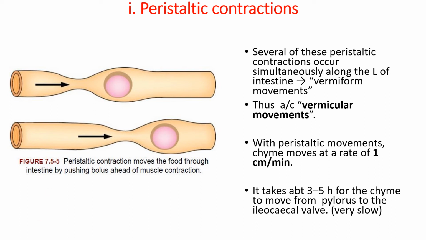Now, it is not that a single peristaltic contraction occurs when chyme is present in the small intestine. Rather, several of these peristaltic contractions occur simultaneously along the length of the intestine that propel the chyme towards the aboral end. And this group of peristaltic contractions is referred to as vermicular movements. The peristaltic movements at the level of the small intestine move the chyme at a rate of 1 centimeter per minute, which is a very slow rate.